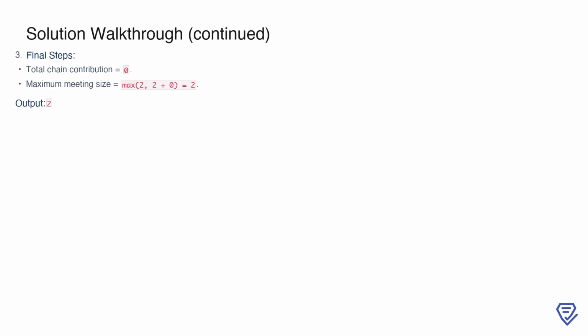With no additional chains contributing to the meeting size, the total chain contribution remains 0. The maximum meeting size is then calculated as the larger of the cycle length and the sum of mutual pairs and chain contributions, which gives us a value of 2. This concludes the example with an output of 2.